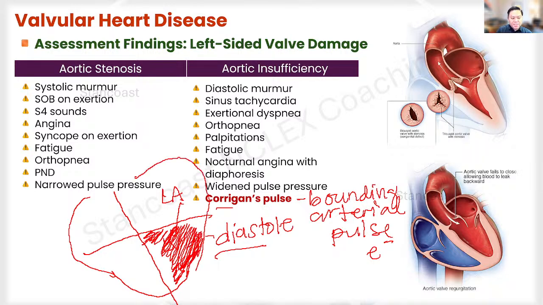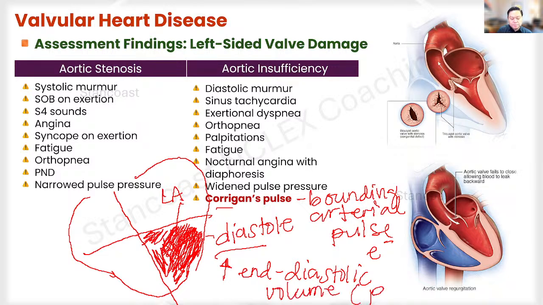So again, there is massive filling of blood into the left ventricle, coming from the left atrium, and this is what we call increased end diastolic volume, or simply known as the preload. And what it can do to the heart is lead to that bounding arterial pulse, known as the Corrigan's pulse. All right, please don't forget that. Now let's move on to the next manifestation in the aortic insufficiency.